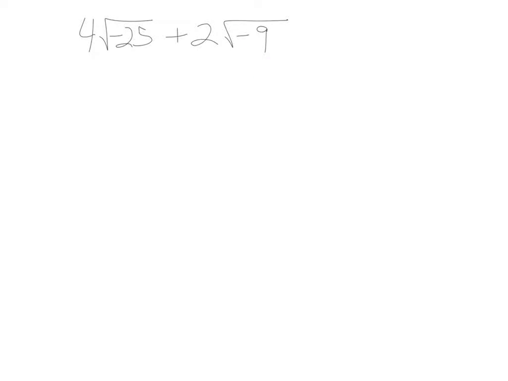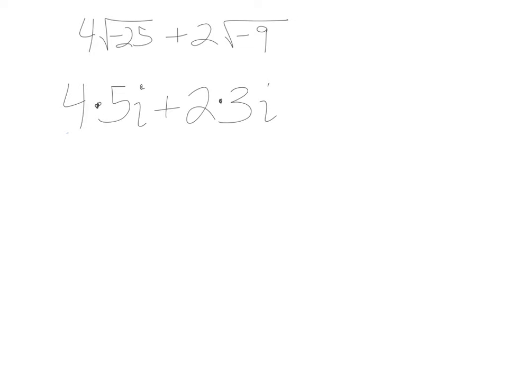For this problem, the first thing we would want to do is convert the square roots. We don't want to have those negatives under the square root. So to take the square root of a negative number, just take the square root like you would regularly. The square root of 25 is 5. So 4 times 5, and then because of the negative, it's 5i. Plus 2 times the square root of 9 is 3, and because of the negative, it's 3i.